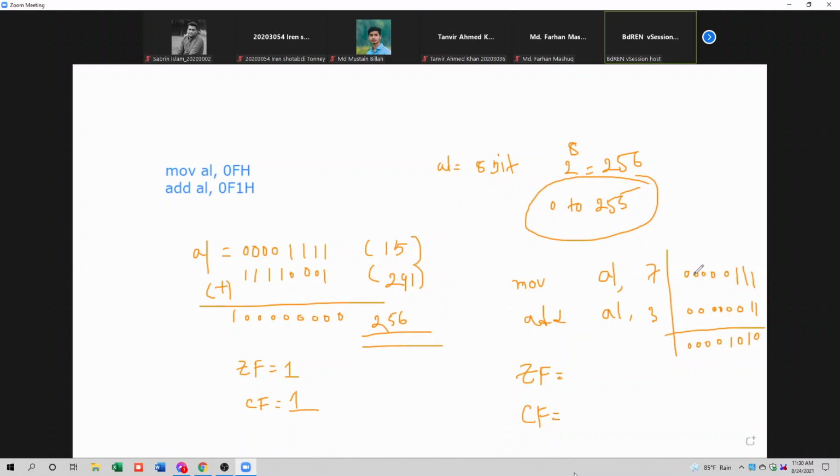And look, after the addition operation, we got exactly an 8-bit result. That means the value is within the range. 7 plus 3 equals 10, and 10 is a value within the range 0 to 255. So after this operation, what will be the value of CF?